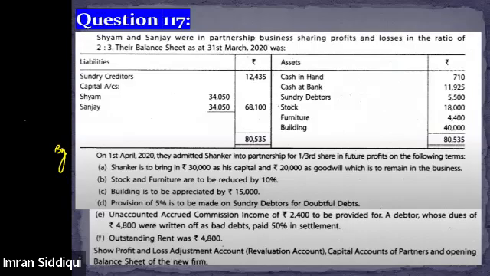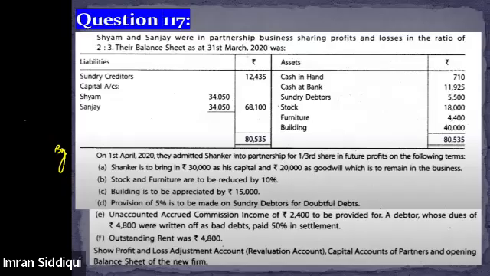Both of you are preparing the revaluation account, na? Yes, yes, sir. Okay. See, let me explain point E as well, so that when you prepare the revaluation account, you ultimately get the correct answer. See what is actually being said in point E. In point E, it says that unaccounted accrued commission income of rupees 2400 was provided for.